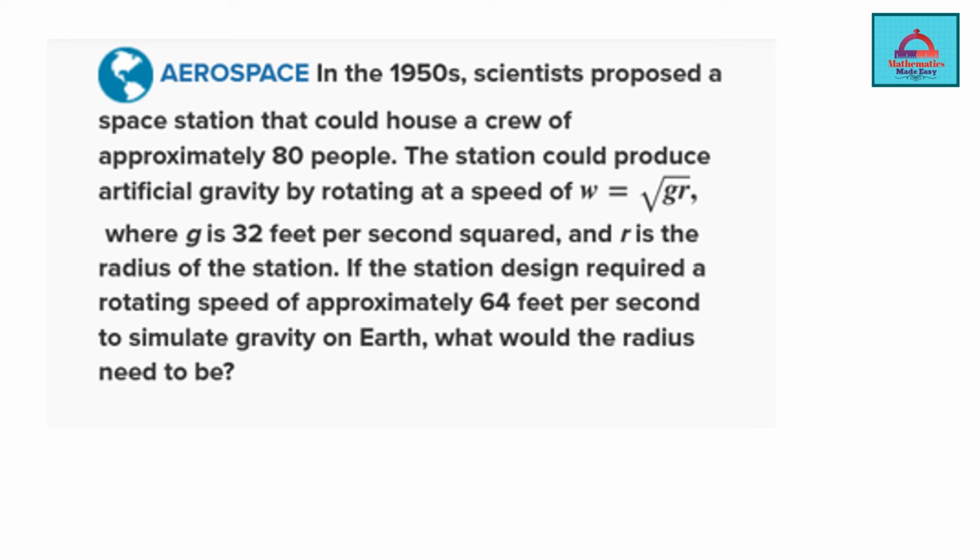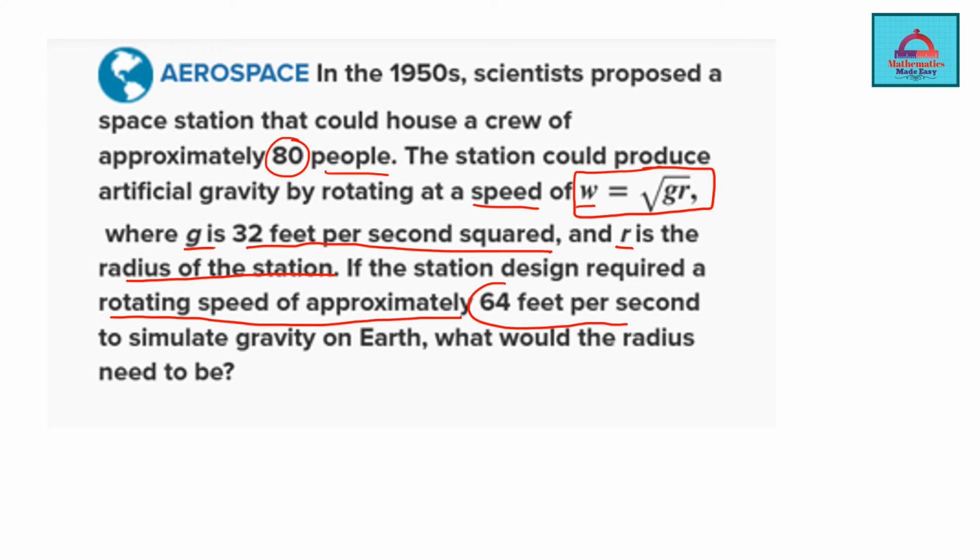In the 1950s, scientists proposed a space station that could house a crew of approximately 80 people. The space station could produce artificial gravity by rotating at a speed of W equal to square root of GR. So this is the formula we are going to use, where G is given to be 32 feet per second squared. R is the radius of the station. If the station design required a rotating speed of approximately 64 feet per second, that's given to you to simulate gravity on Earth, what would the radius need to be?